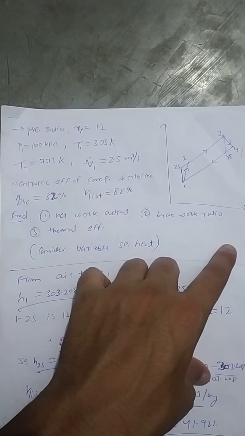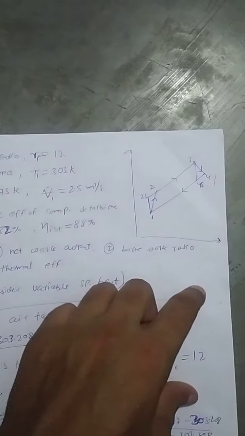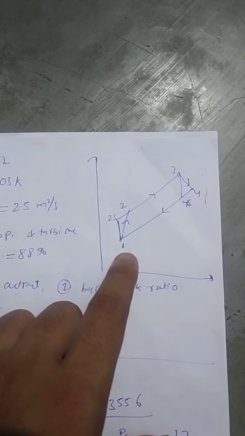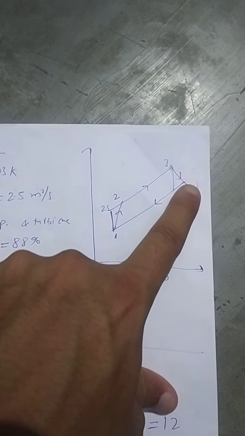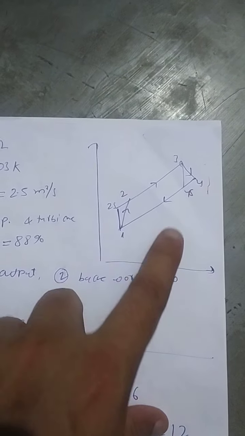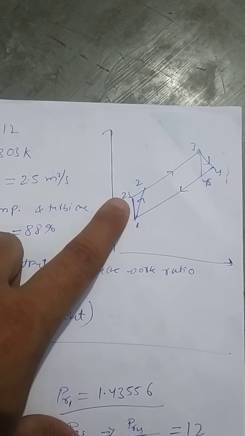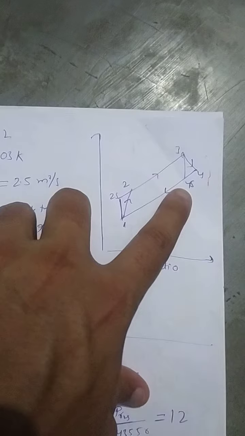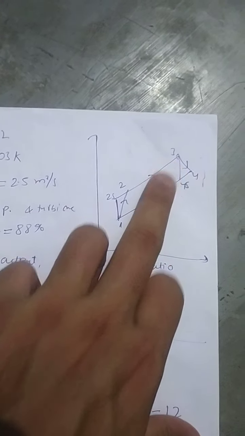This is the question on the Brayton cycle, the ideal Brayton cycle. So given here, 1, 2, 3, 4 is the actual cycle going on. 1 to 2s and 3 to 4s are imaginary isentropic compression and expansion.